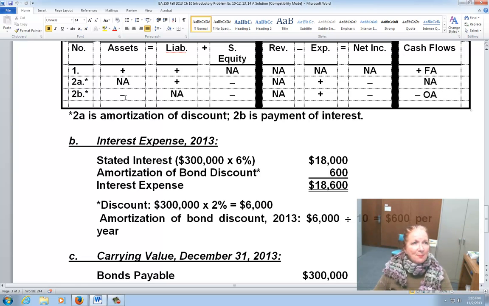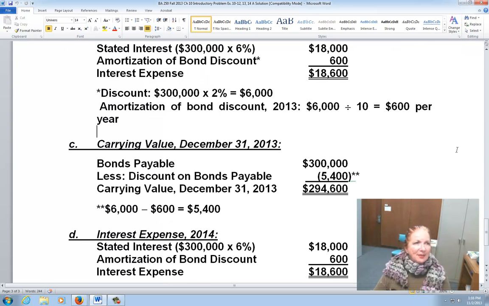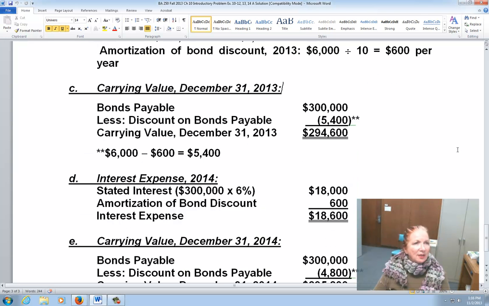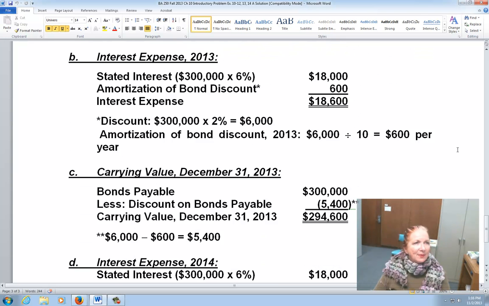So this is a simple analysis. They're presented throughout the chapter, but it gives us an idea of, now we've got it in our minds, what is happening here. So let's turn then our attention to how we actually do these. Now, the next one asks us about interest expense in 2013. So the stated interest is $300,000 times 6%. So the stated interest is $18,000 that we have to pay on these bonds.